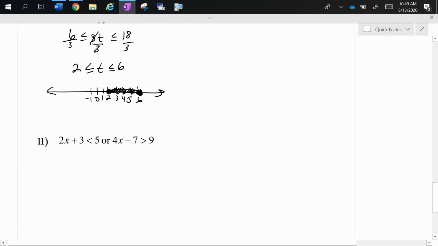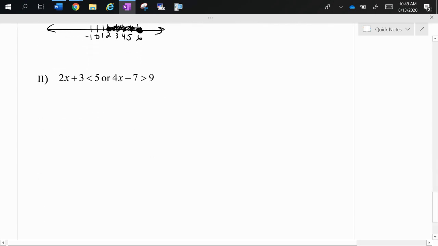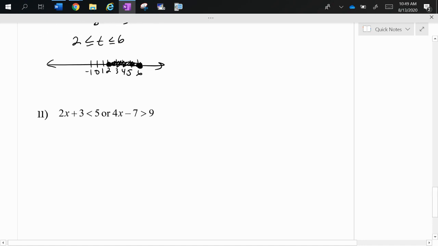Okay, now we're going to do an or. And when we're solving an or compound inequality, we are just solving each one separately. So I'm going to solve these two inequalities and get the solutions and then talk about what the solutions mean. So notice I'm going to add 3 to both sides. Subtract 3 to both sides. 5 minus 3 is 2, and then I'm going to divide both sides by 2, and I get x is less than or equal to 1.